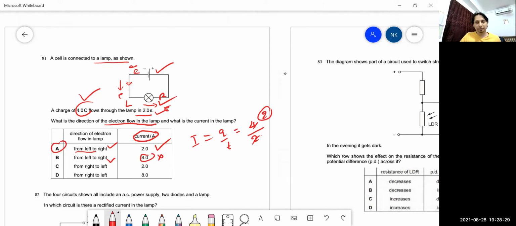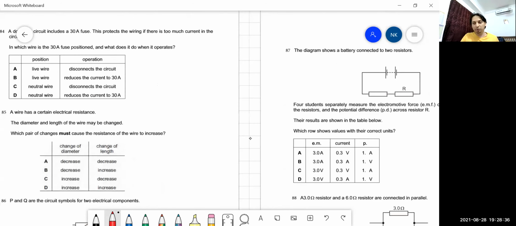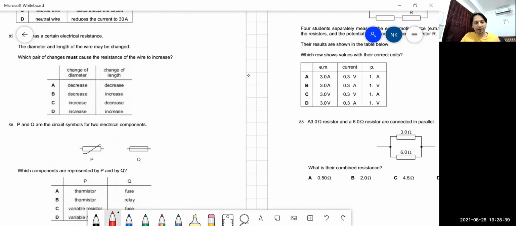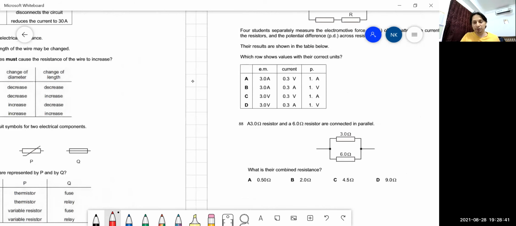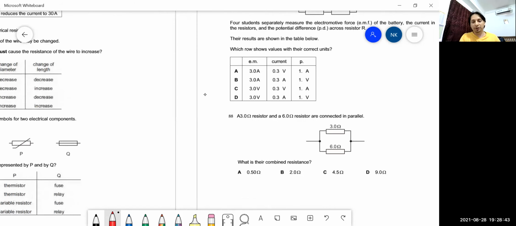I think that's enough for the day. If there are one or two questions still there, you do them by yourself, children. Just the 88th question I want to discuss. A 3 ohm resistor and a 6 ohm resistor are connected in parallel. This is 3, this is 6, combined resistance Rp equals 3 into 6 over 3 plus 6. I think we have discussed this question earlier. 18 divided by 9, and 9 into 18, so the right answer is 2 ohm.